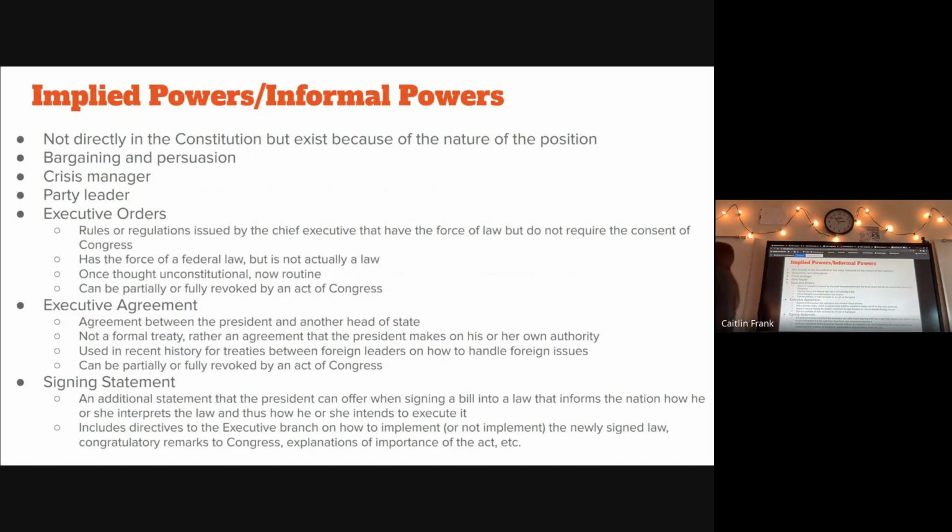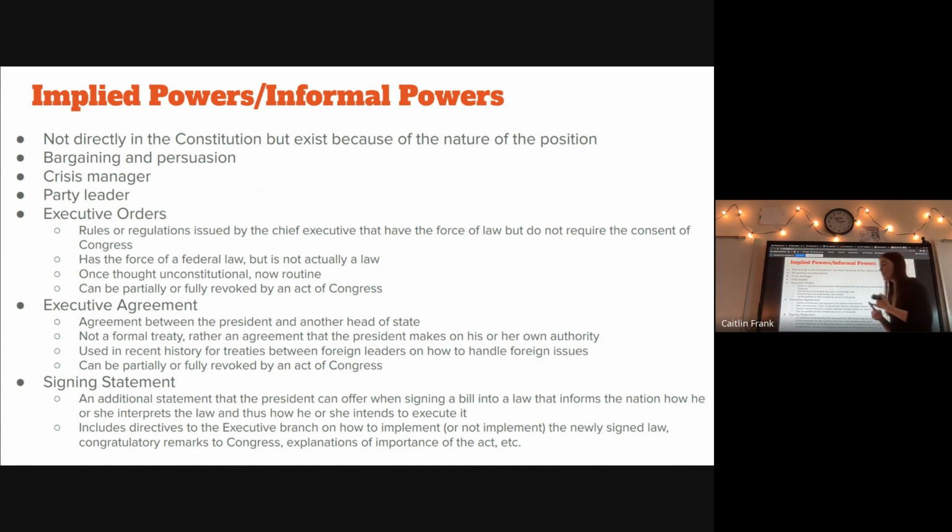Implied powers are powers not in the Constitution, but regularly used by the president: party leader and crisis manager, which we'll talk about with the Federalist document that goes over the executive branch in a moment. But these three implied powers have become common use of the presidency as it's gone on.